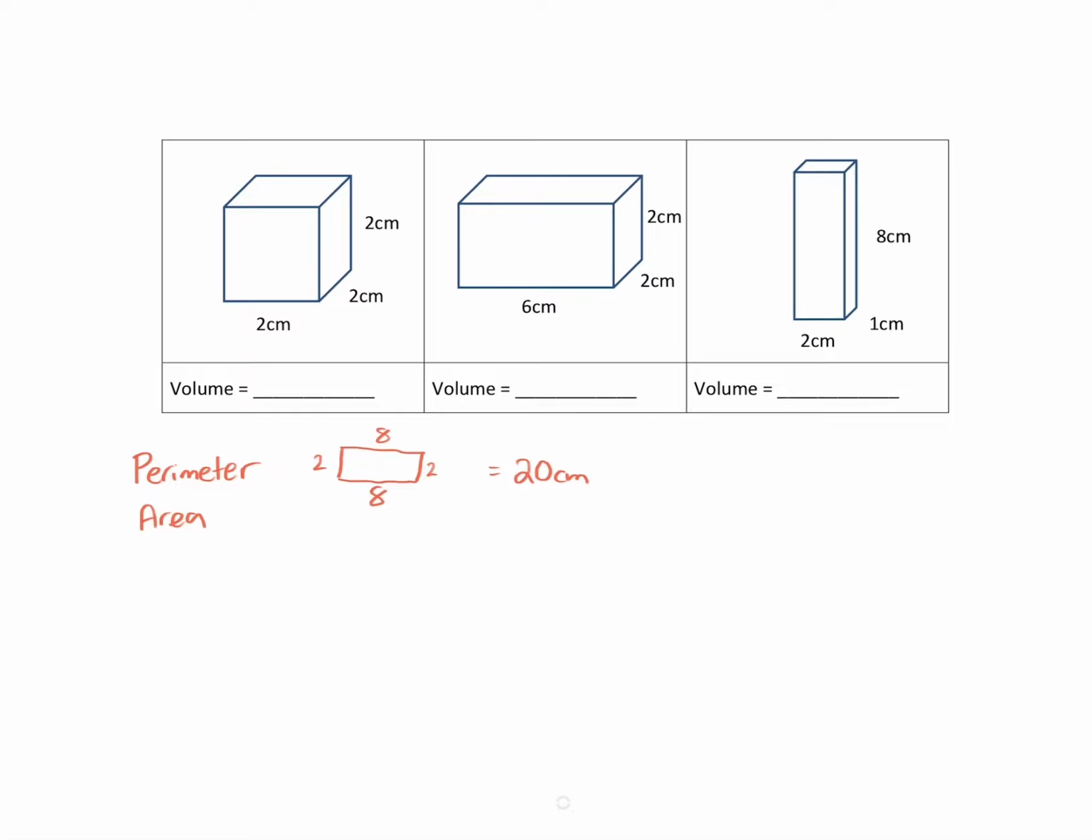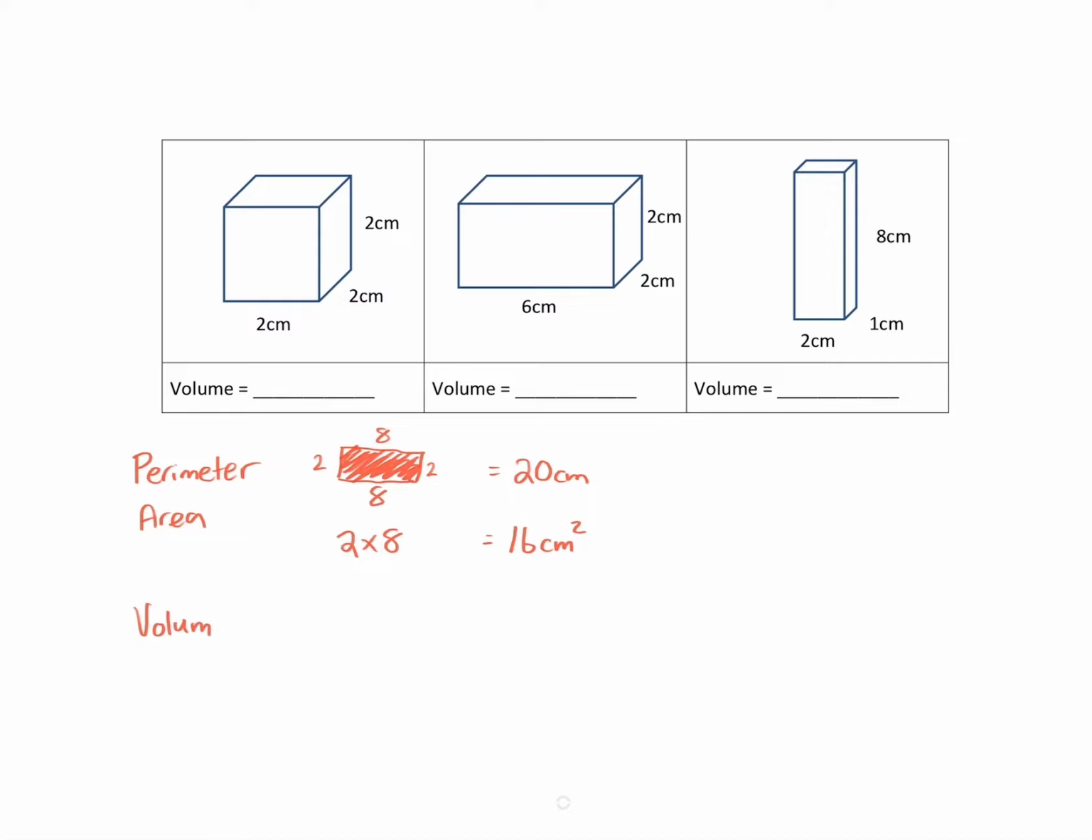But if I want to figure out the area, I'm finding out every bit inside of the box, okay? Inside of it. So that means that I multiply the length by the width. So I multiply 2 by 8, which gives me 16 centimeters squared. And we've figured out how to do that with squares, parallelograms, rectangles, triangles. Now we're moving on to the next topic, which is volume, okay?